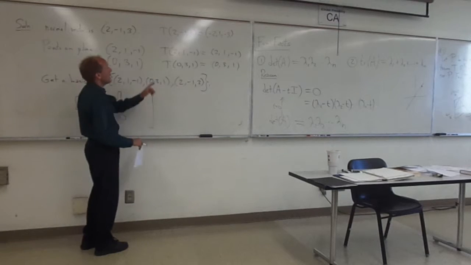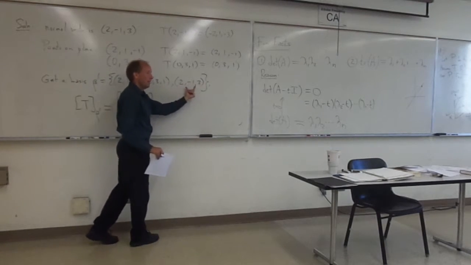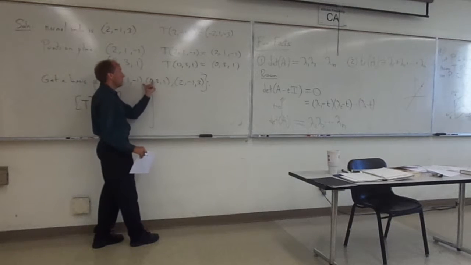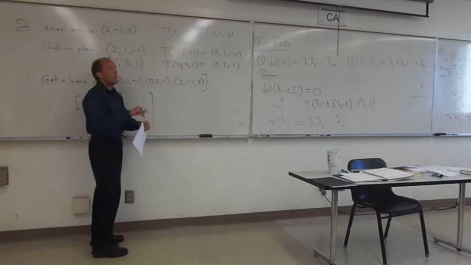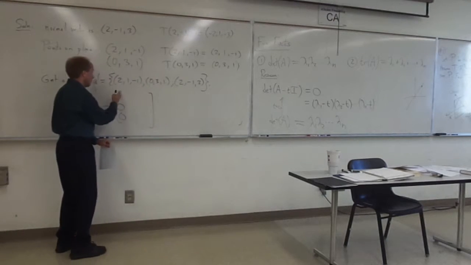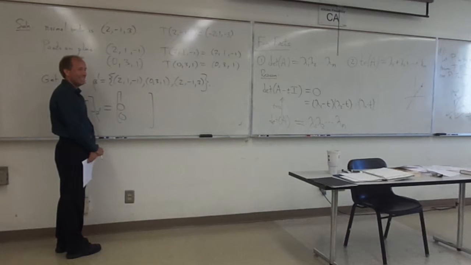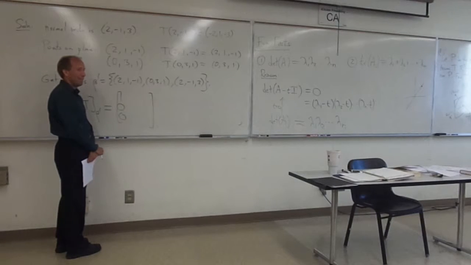Remember, what are you doing? You're taking (2, 1, negative 1) and writing it as a linear combination of these 3. It's going to be 1 times this one, plus 0 times this one, plus 0 times this one. And those 3 coefficients, the 1, the 0, and the 0, go right here. Agreed? I'm just making sure because I'm not sure everybody's quite happy yet.